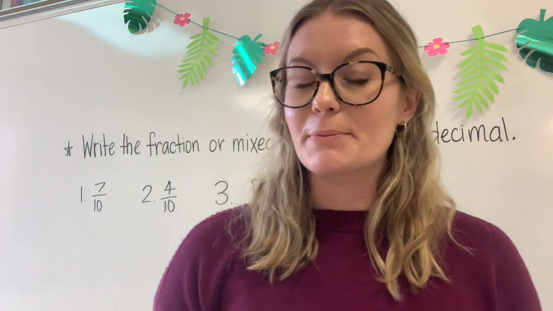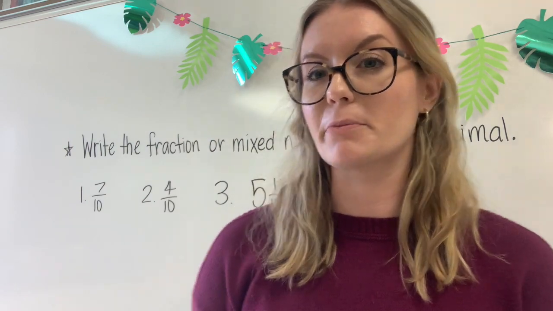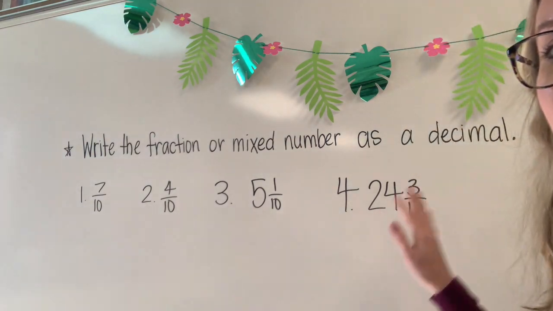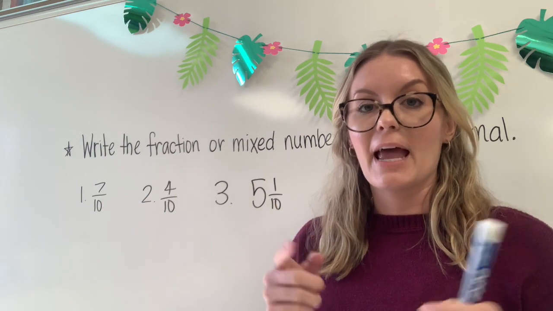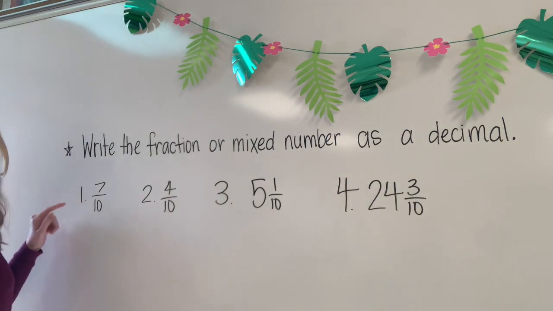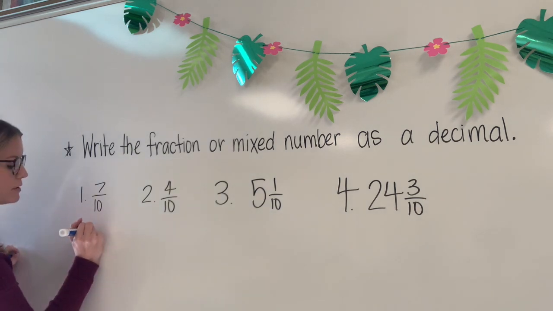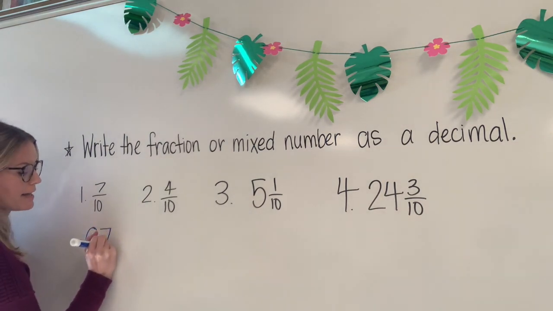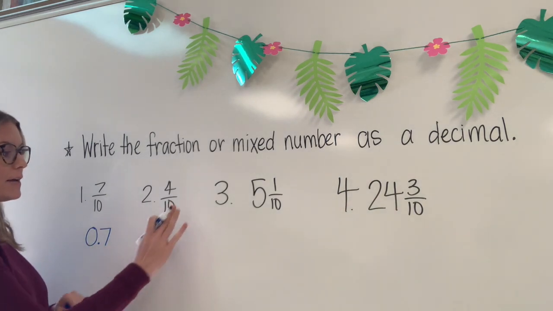You will have 3 types of problems on your assignment, and you'll have multiple equations for each type of problem. So this is the first type. Your directions say write the fraction or mixed number as a decimal. So in order to do that, you need to read the fraction out loud and then write it as a decimal. So to start, number 1, the fraction is 7 tenths. When you say it out loud, that makes it easier to write as a decimal. So we're gonna put 0 and our decimal point, 7. 7 tenths.